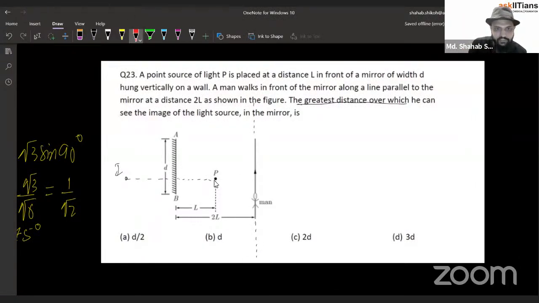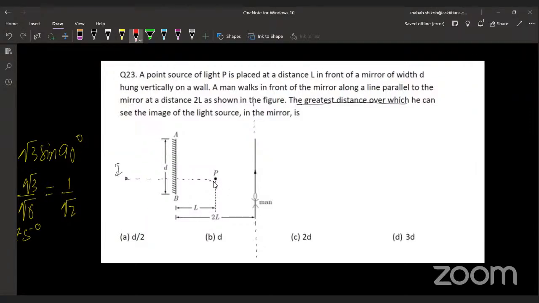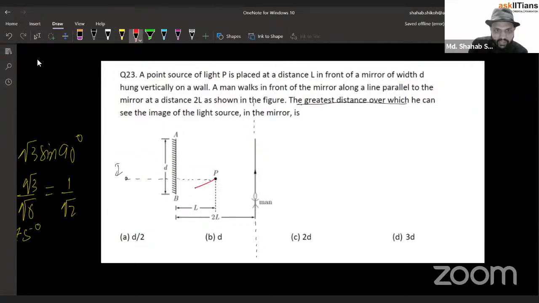Okay, watch it carefully. I have to take one ray at this extreme. Whenever this type of question comes, take one ray at one extreme of the mirror. And you know, it is going to be internally reflected only. So it's reflected and it's coming here. So the first time the observer will see the image is when the observer is here.